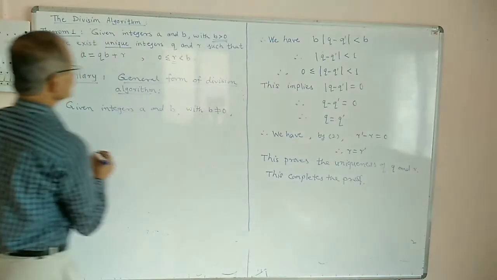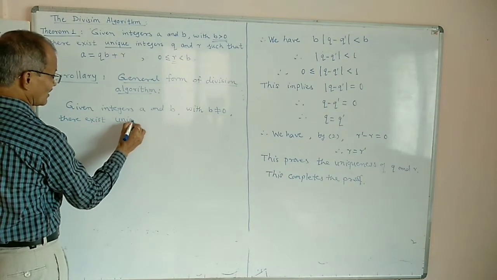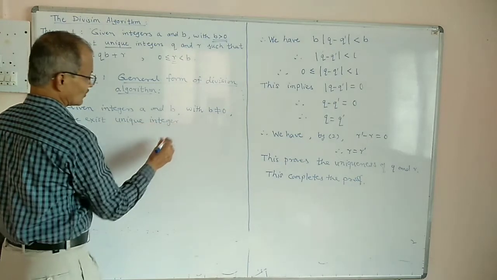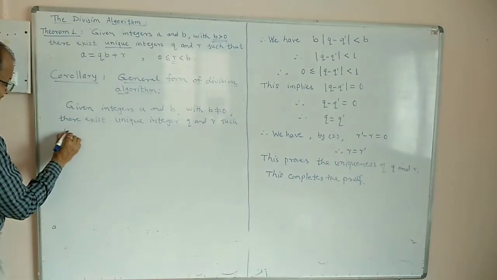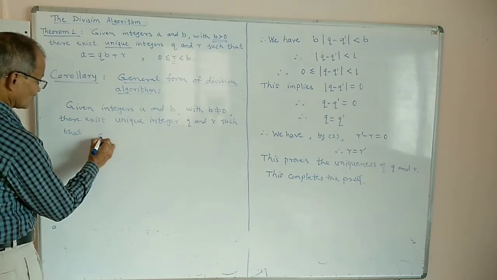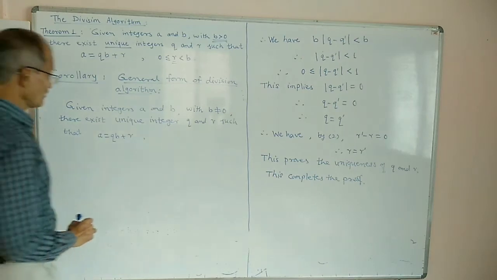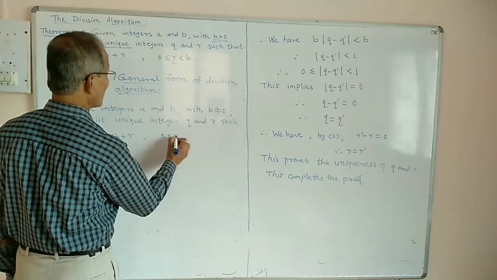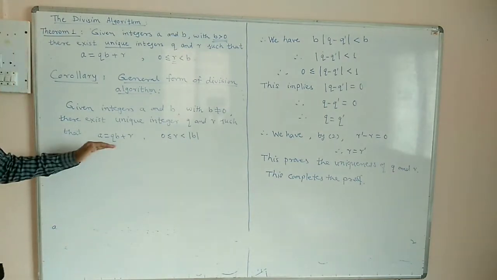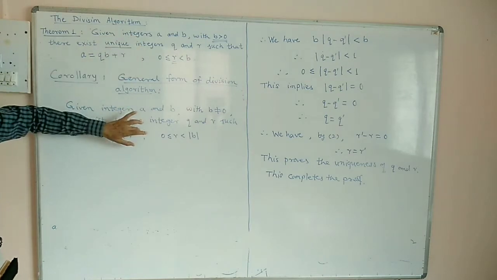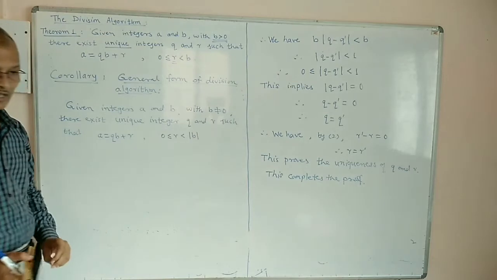There exist unique integers q and r such that a is equal to qb plus r, and here we will have 0 is less than or equal to r is less than absolute value of b. If b is negative, then we must take its absolute value. So this is the change in the division algorithm, the general form of division algorithm. What is the change? B greater than 0 is replaced by b not equal to 0, and here b is replaced by absolute value of b.